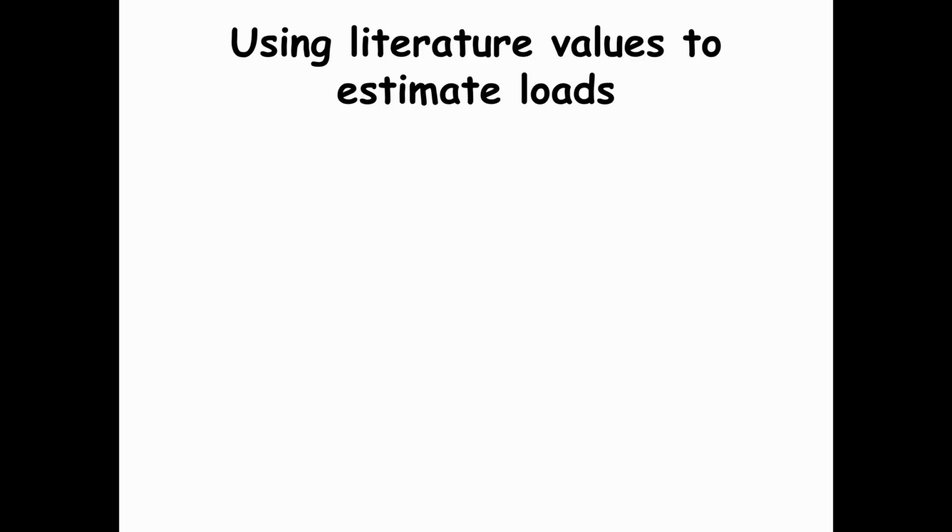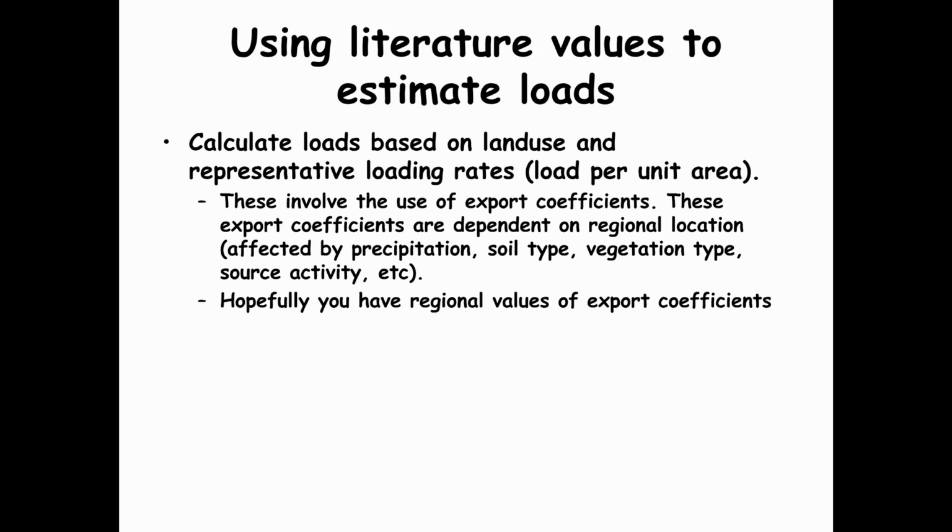Those values may be dependent on the amount of runoff that occurs, so one would first estimate the runoff, and then the literature value might give the concentration of water and chemical in runoff water, and one could then calculate what the annual load of that chemical happens to be. So you base your estimate on land use and some representative loading rate. I'll show some examples of those. Basically load per unit area.